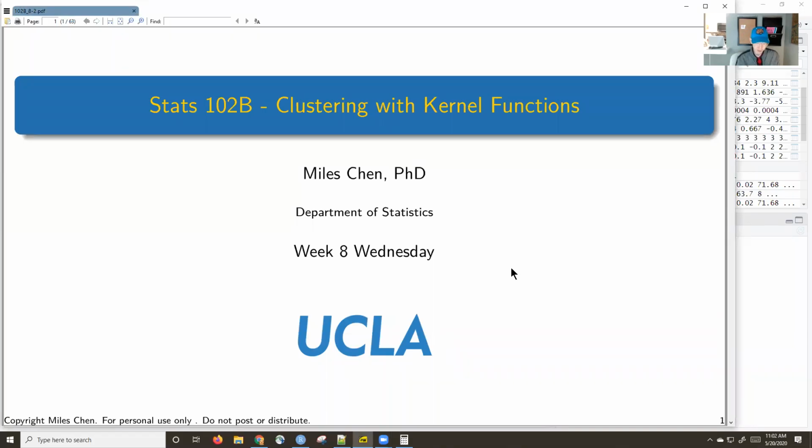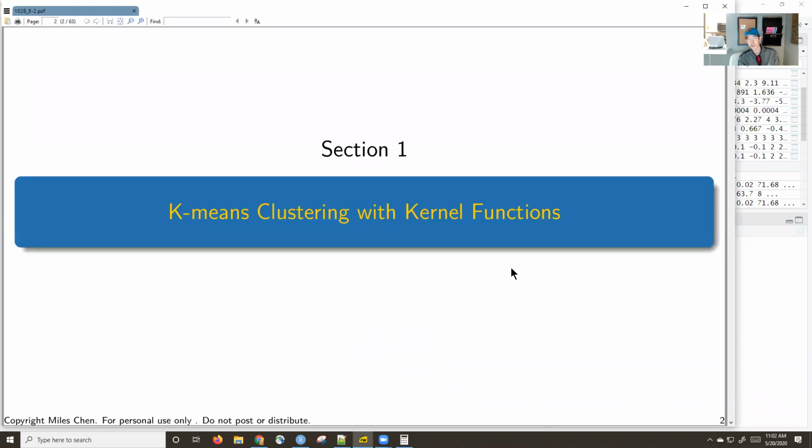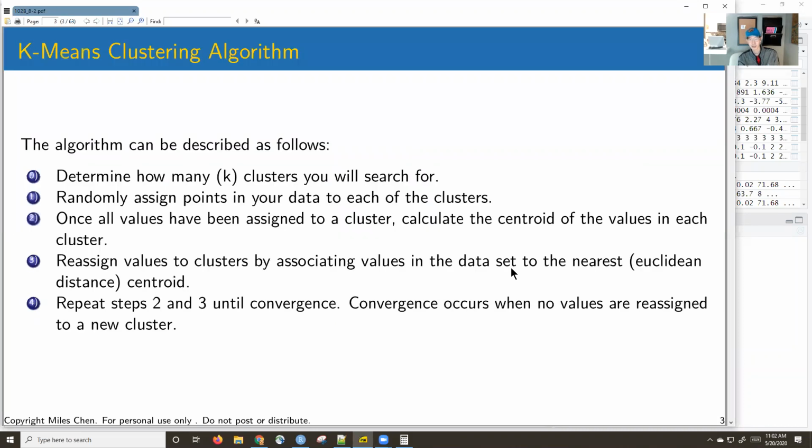All right, so it's Wednesday, and we will cover clustering, K-means clustering, but with kernel functions. So we're going to be clustering with kernel functions.